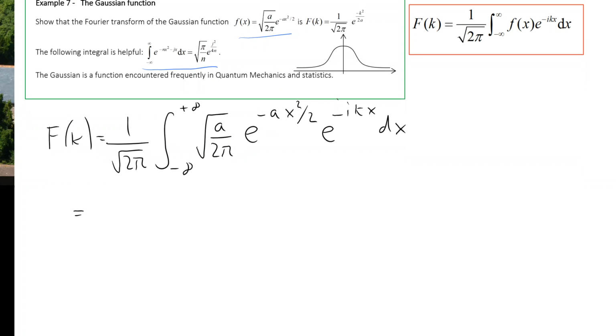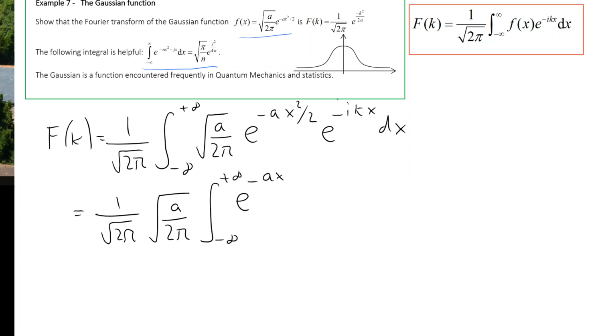We can now write this as 1 divided by the square root of 2 pi. We can take the prefactor of f of x outside the integral, that's just a constant, a divided by 2 pi, again all in the square root, and then the integral between minus infinity and plus infinity. The integrand is just the product of two exponentials, so we can write that as a single exponential where the argument of this exponential is just the sum of the original two exponentials. So we get this result here.